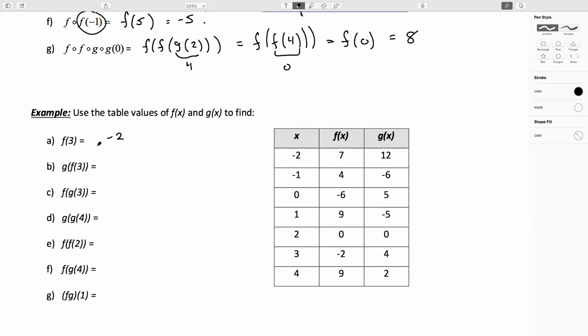g of f of 3 is like g of minus 2, because f of 3 is minus 2. Go to minus 2. g of minus 2 is 12. Next one, f of g of 3. g of 3 is 4. So this is f of 4.